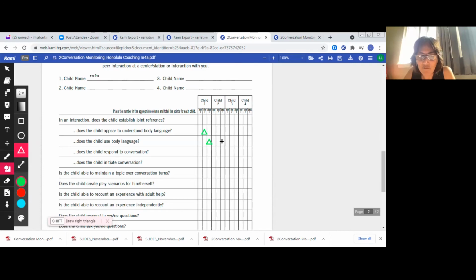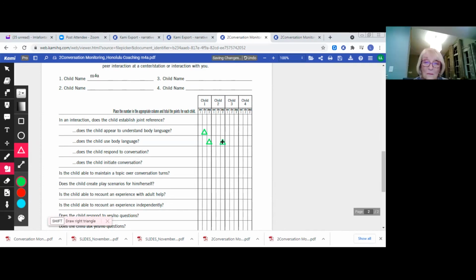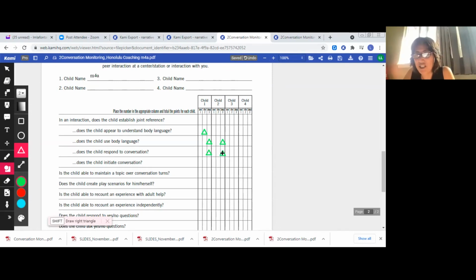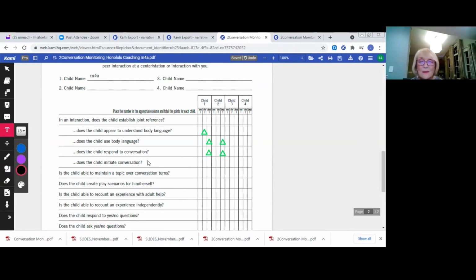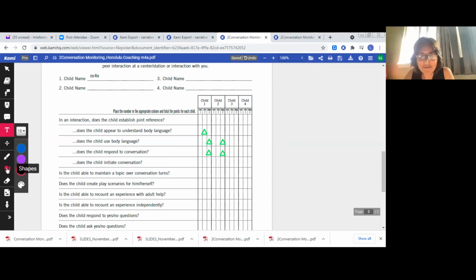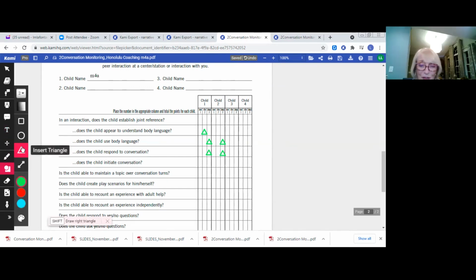They do respond to conversations. Within this task, they didn't initiate conversation though, and I think this task was a retell, so I don't think I gave them a lot of opportunity. Well, they did. The boy who said, oh yeah, that was kind of a conversational turn. He took a turn.